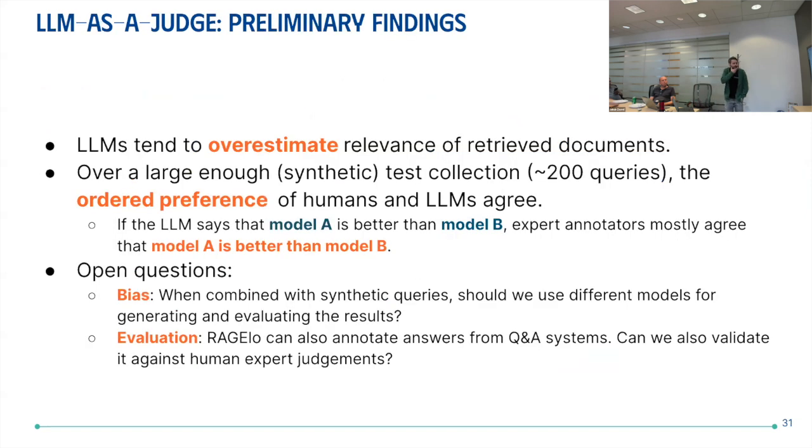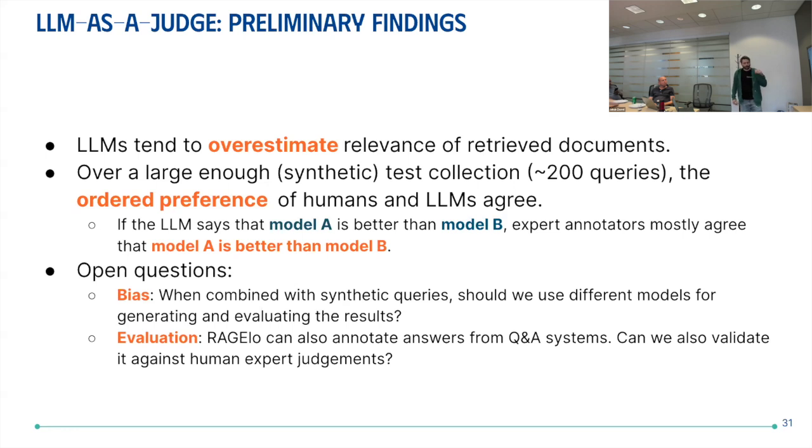So, summarizing these findings: LLMs tend to overestimate, but what we see is that when you test across many queries, let's say more than 200 queries, on average the LLMs agree with humans in the relative scoring, right? So if the LLM says model A is better than B, then the human will say the same. I mean, in this case, the domain experts.